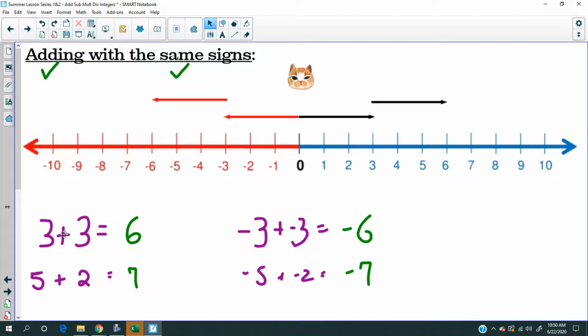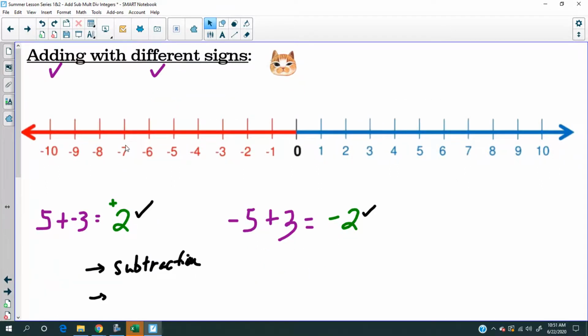So if you've got a positive plus another positive number, it becomes even more positive. It's even further to the right of the number line. Same thing with 5 plus 2. And even if you go negative, you've got -3 plus -3, you go even more left of the number line. Same thing here, you're not switching directions. However, when you add with different signs, different story.